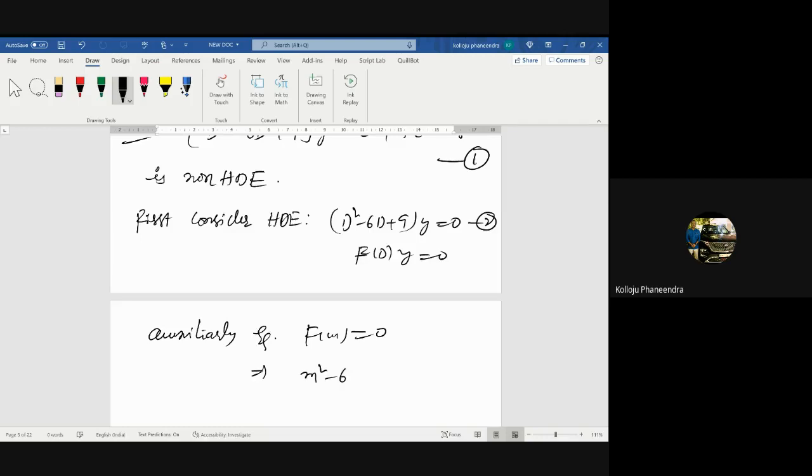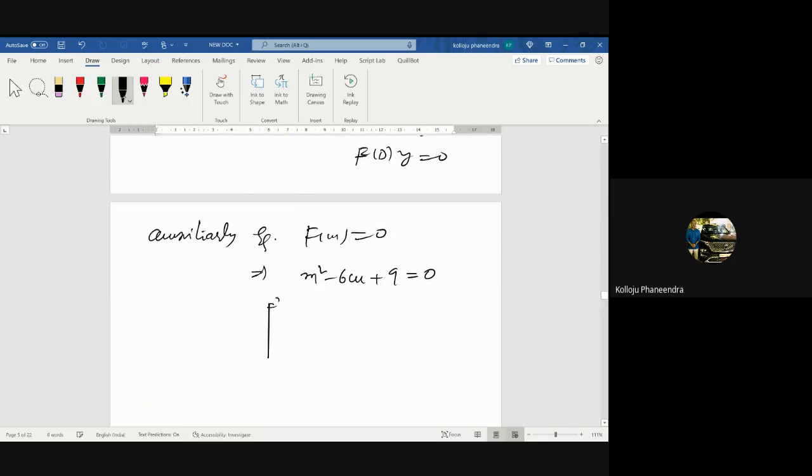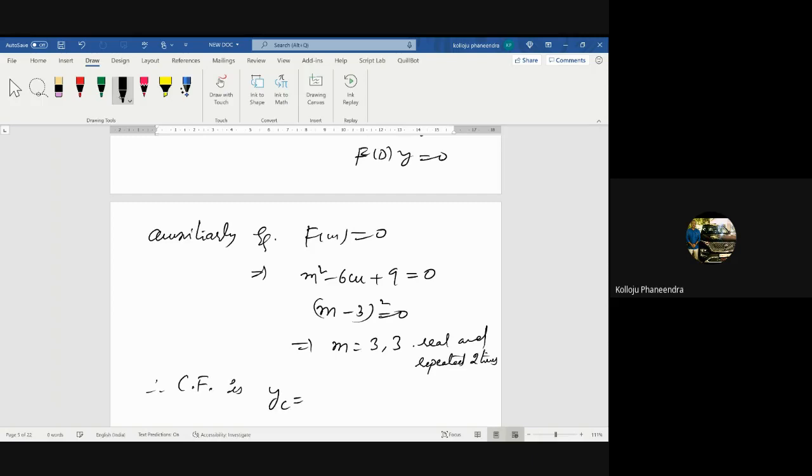So this is m square minus 6m plus 9 equal to 0. What are the roots? (m minus 3) whole square equal to 0. So m equal to 3, 3. Real and repeated 2 times. Therefore, the complementary function is yc equal to e power 3x into (c1 plus c2x), since the root is repeated 2 times. This is yc.